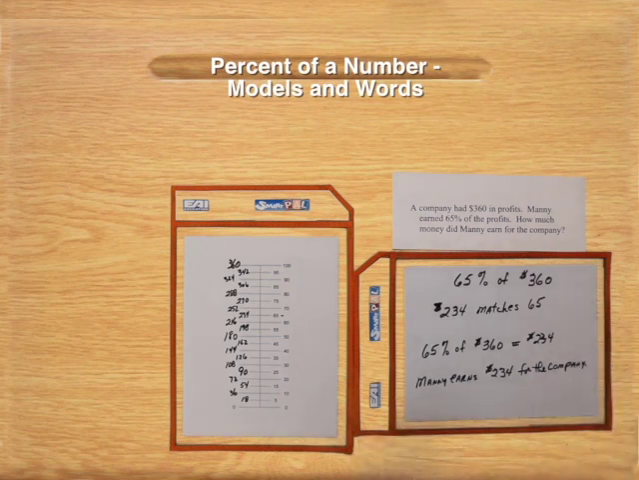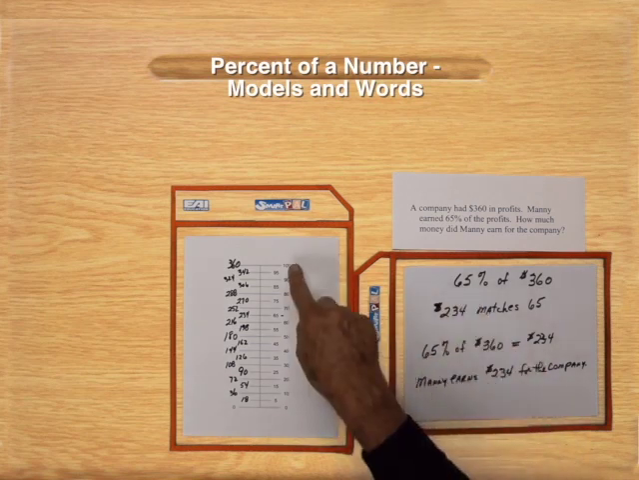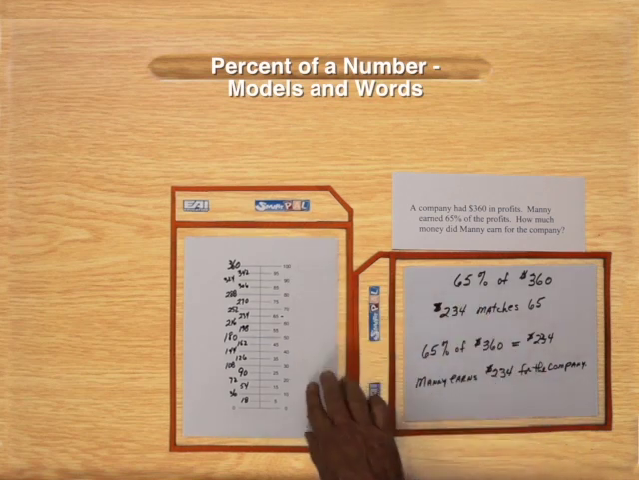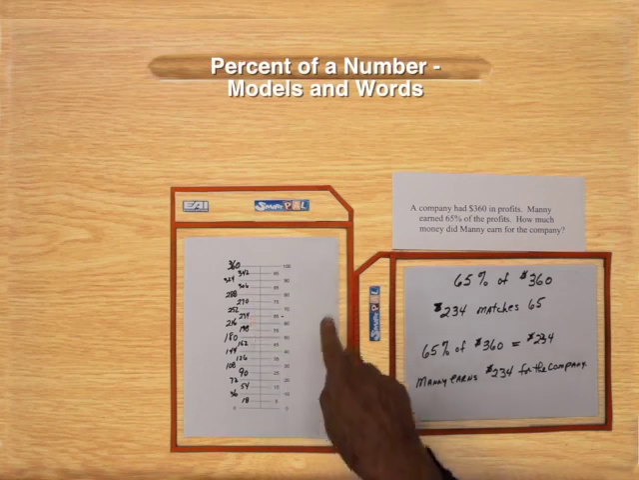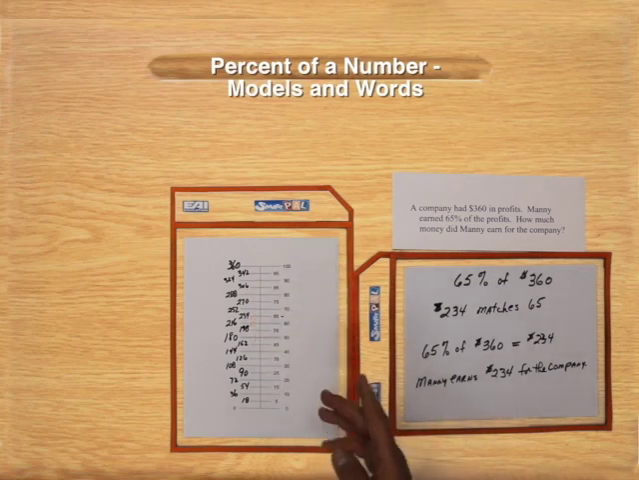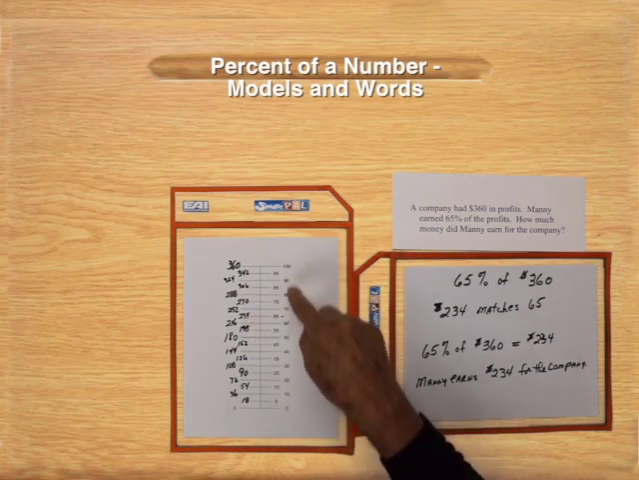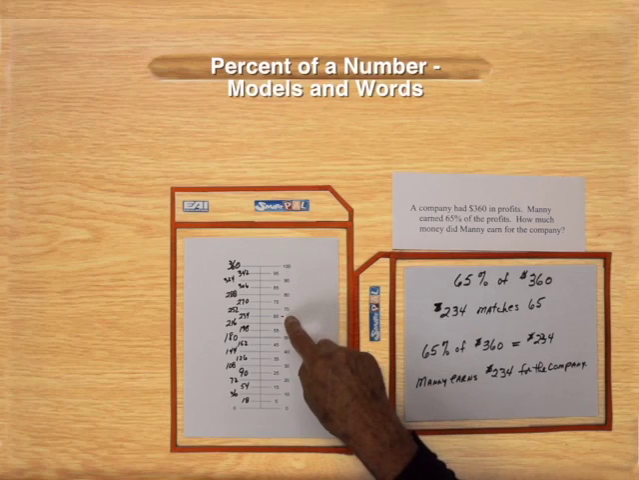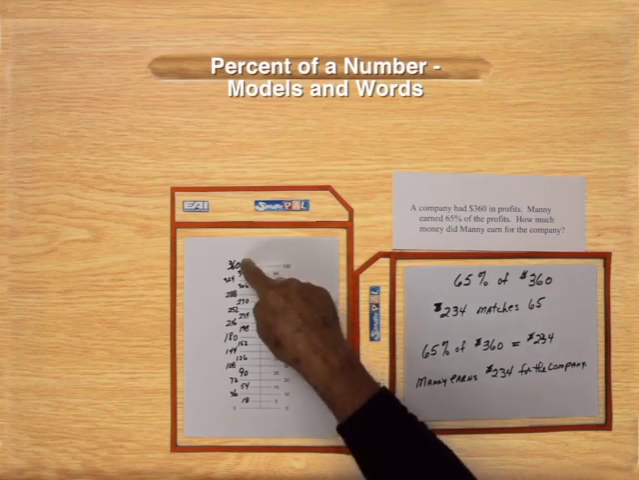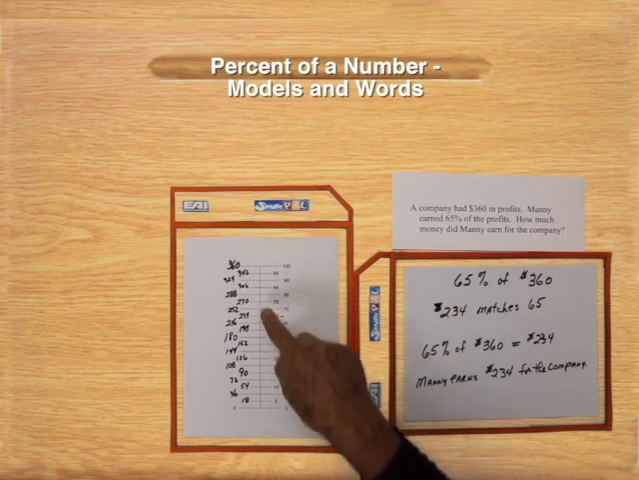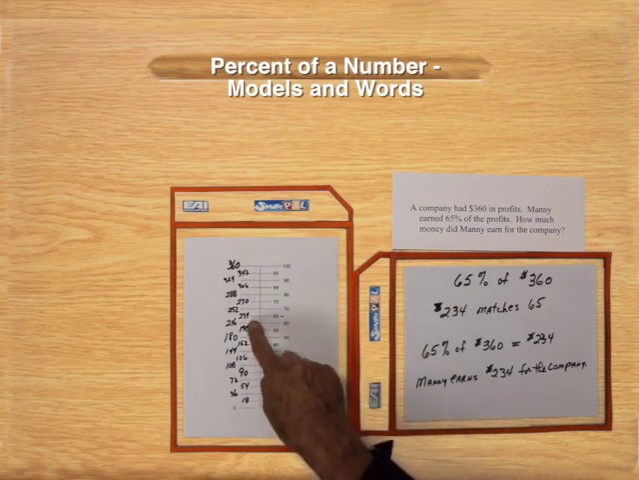And again, what we did was we said 65% matches up with 100 in the same way that 360 matches up with what number? Or another way of saying it is 100 matches up with 65 in the same way that 360 matches up with what number? And when we look at the grid, we find out that that number is 234.